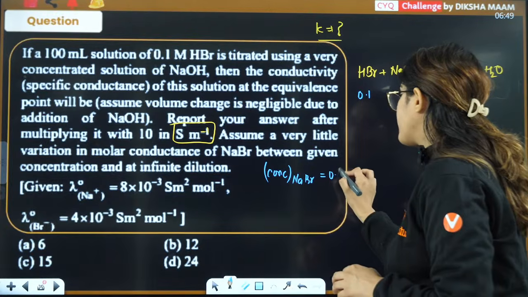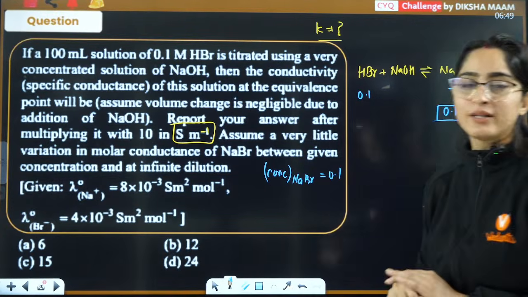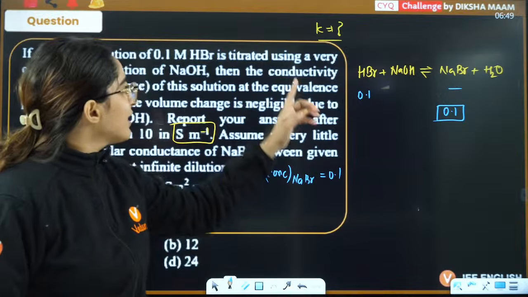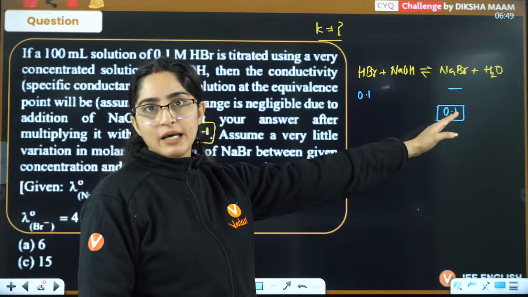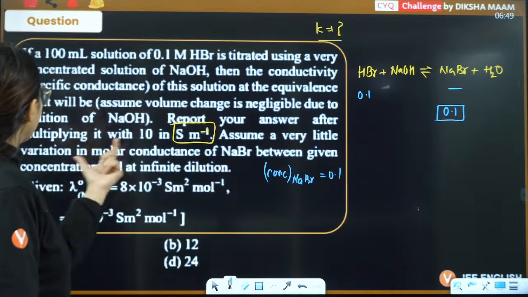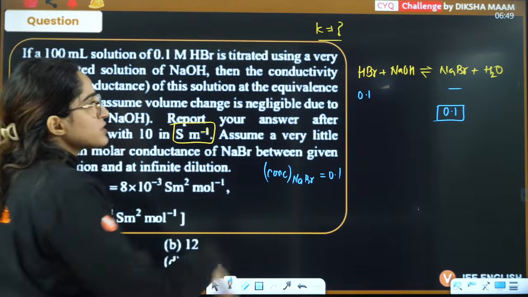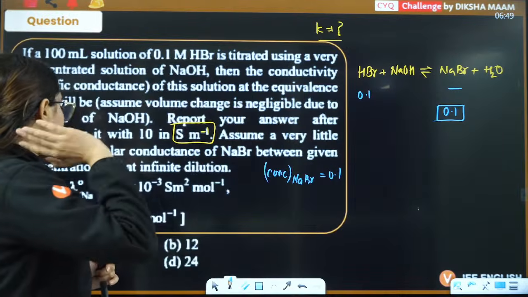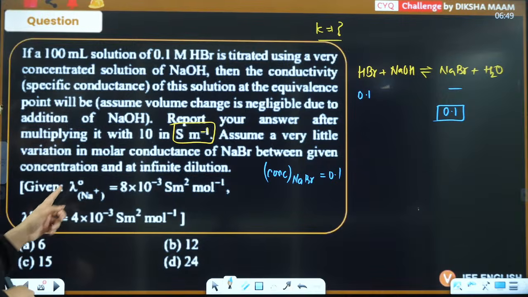That is one important point: if you see this reaction, 1 HBr is giving you 1 NaBr, right? And they are saying very little variation is there. So that is the reason, if this is 0.1, this is also going to be 0.1. Now, at infinite dilution, it is given to you. So what we will do here, at infinite dilution, Na plus and Br minus are given.